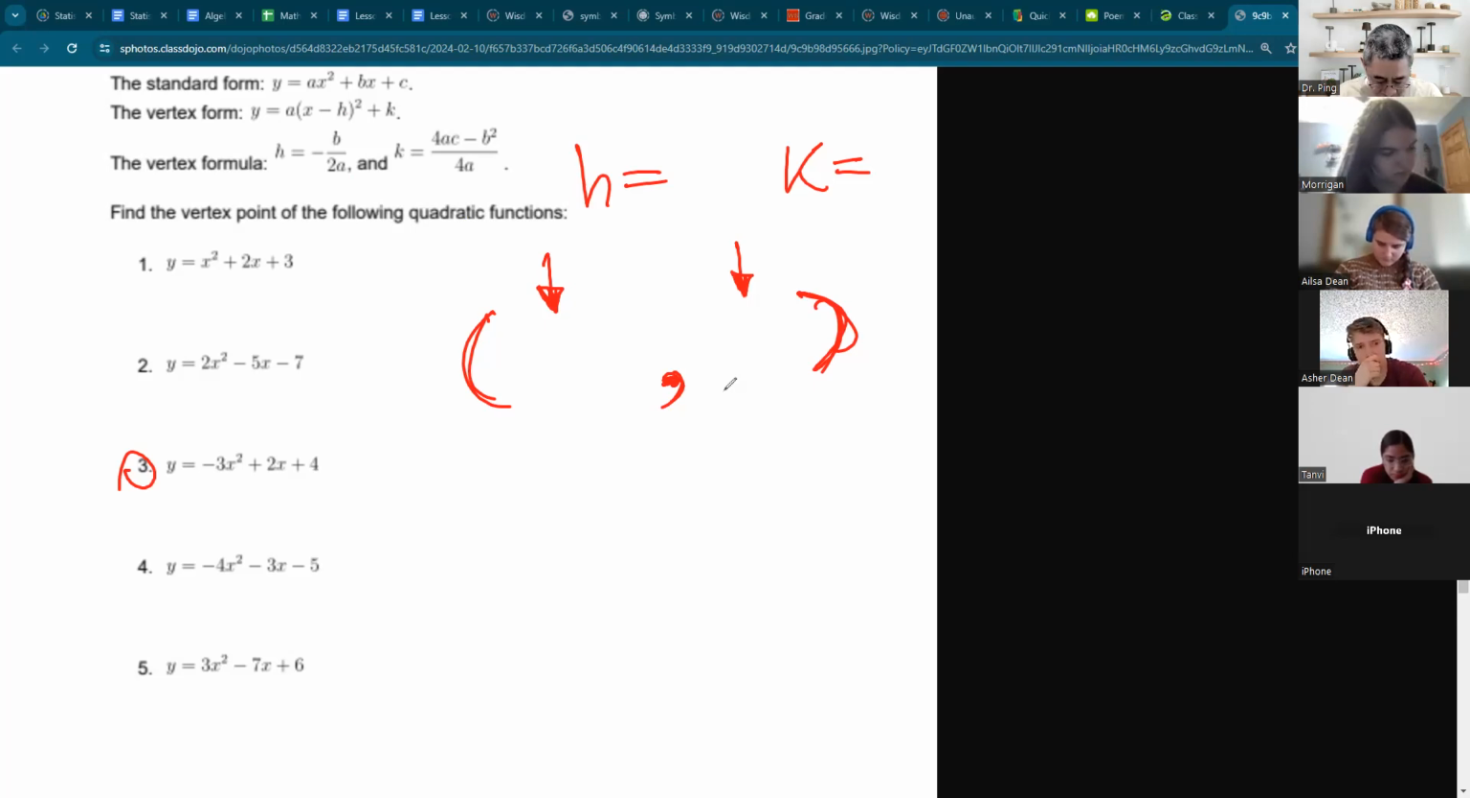So I forget, what do the H and the K represent? H is the X coordinate of the vertex point. And K is the Y coordinate of the vertex point. Okay. So when you have the vertex point, you have an X and Y coordinate.